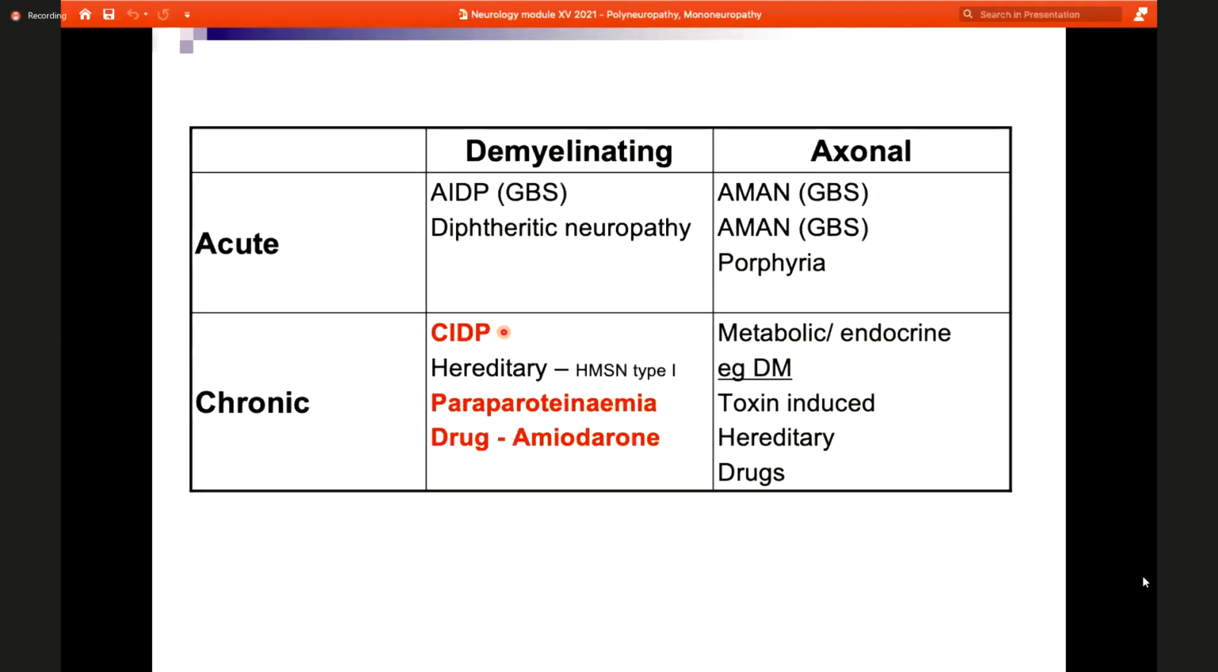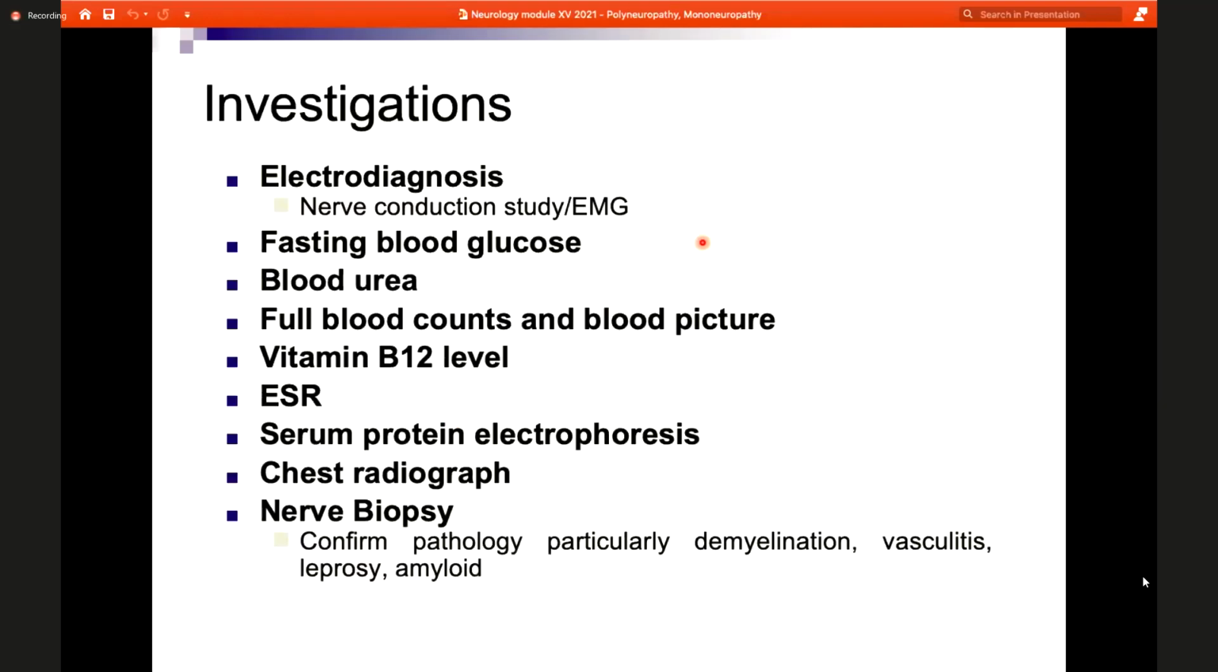I have given a list of causes and I am putting it again. So based on the causes, you can decide on the investigations. So you start with this one. Then if you suspect it's axonal neuropathy, then you can look for blood sugar to diagnose diabetes. Then you can look for uremia. Blood counts will help to identify B12 deficiency or myeloma or some other immunological derangements. You can directly do B12 levels.